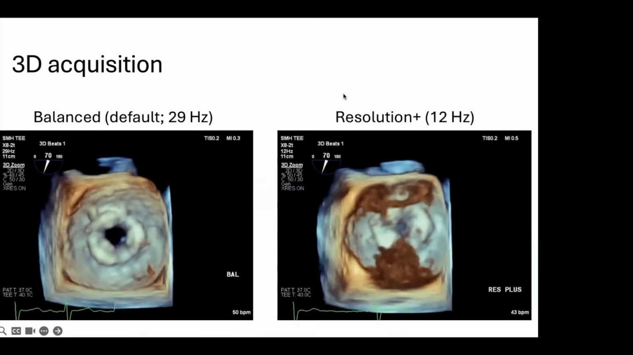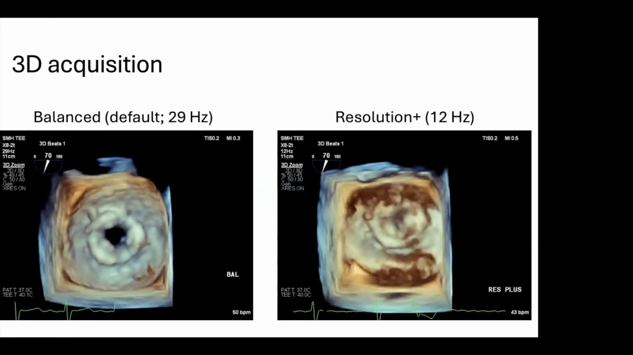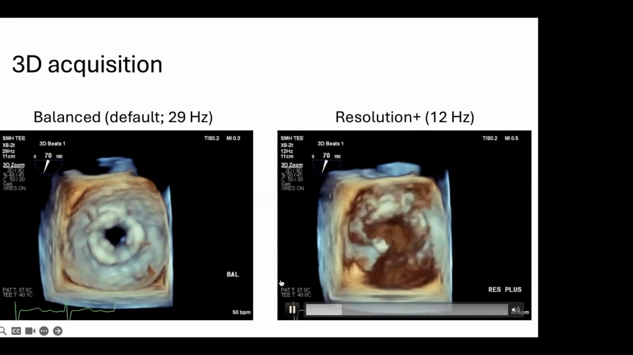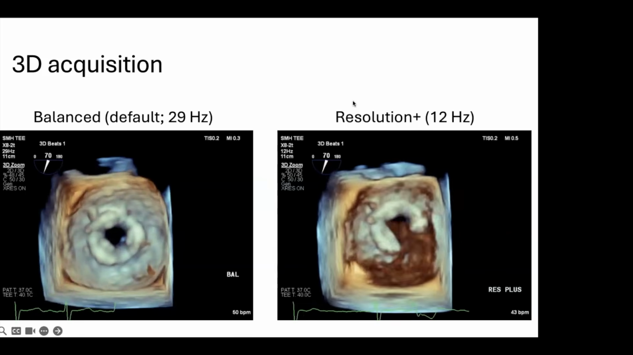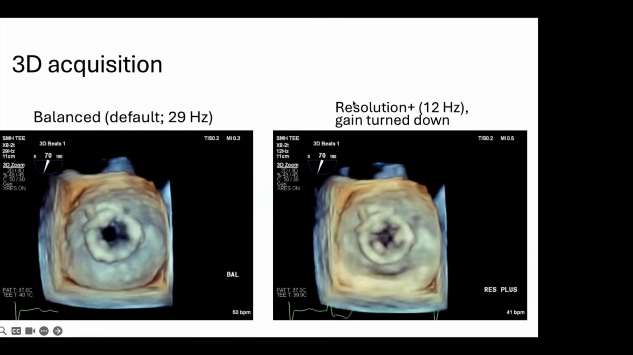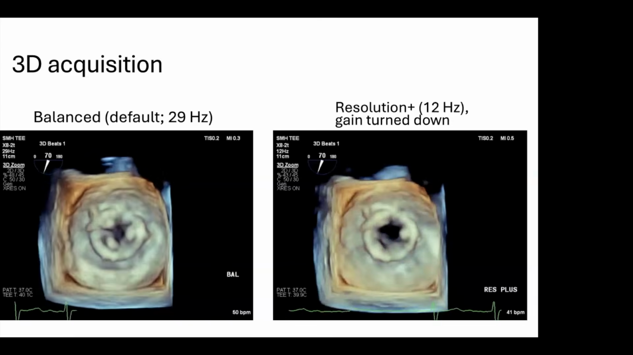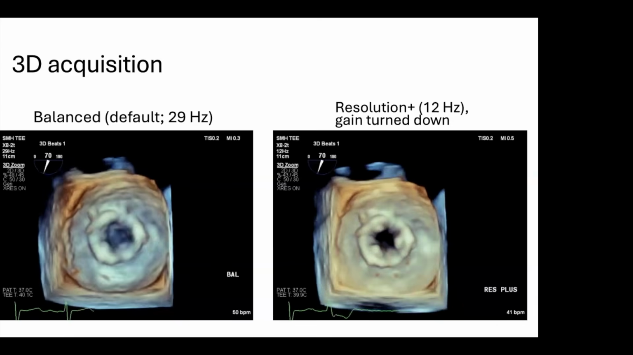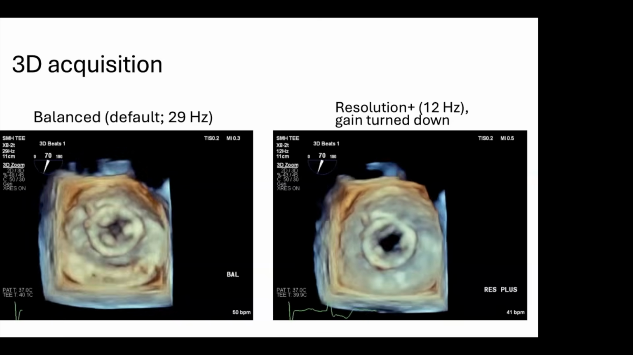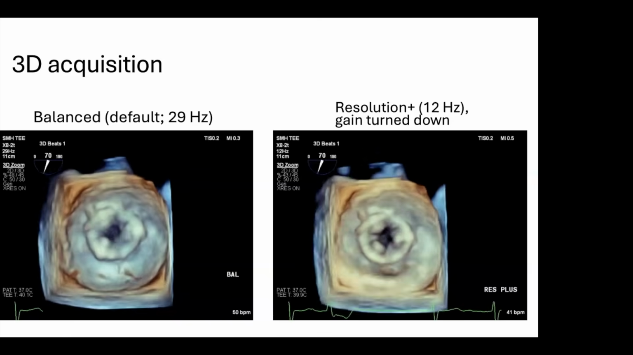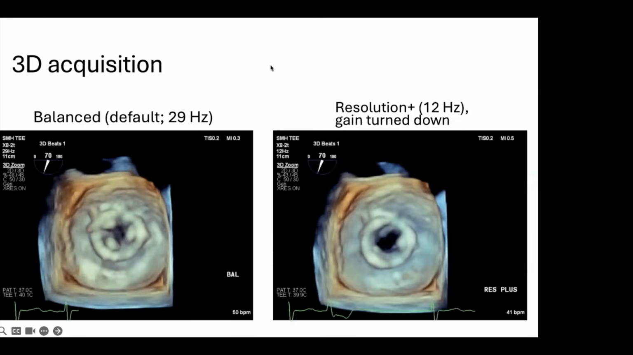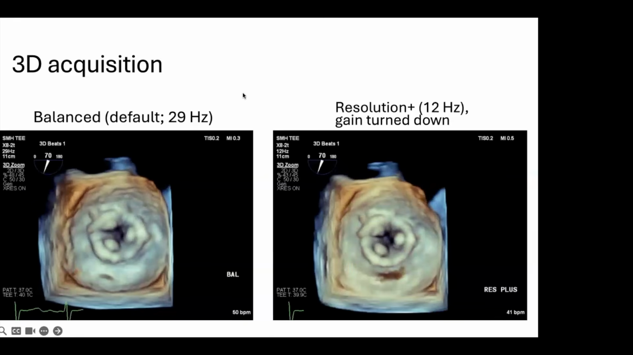And then resolution plus will bring your frame rate down even lower with a trade-off of having more resolution here. But again, the atrium looks very smoky. When I bring the gain down to get rid of that smoke in the atrium, I can't say that resolution plus actually made a big difference here, aside from decreasing my frame rate. So generally for me, I just leave it on balance. I don't mess around with this, but just to be aware, these options are here if you're interested in experimenting.